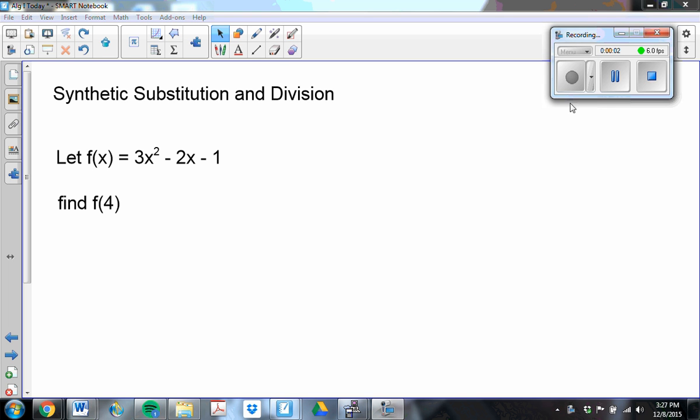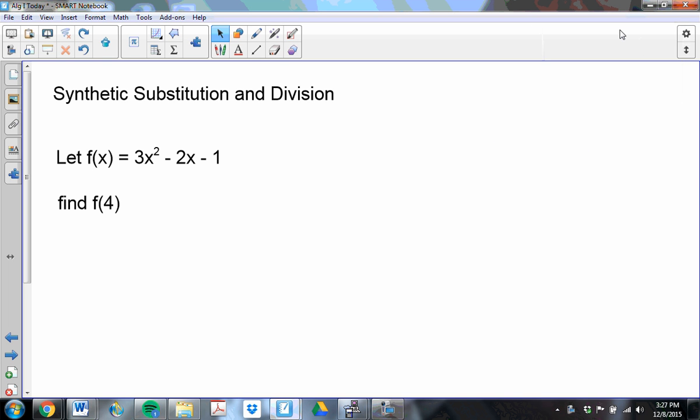Okay, synthetic substitution and division is the game today. This will be my fourth try to make this video, so let's get it right this time. I'm going to first show plain old evaluation, just plugging a 4 in for x. So here's my function, f of x equals all this stuff, and I want to just plug in a 4 and see what I get out.